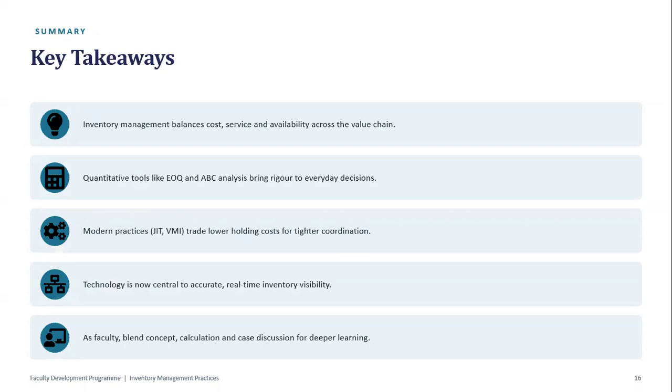Modern practices, including just in time and vendor managed inventory, reduce inventory while improving efficiency. Digital technologies such as ERP, RFID, and artificial intelligence are enhancing inventory management. As educators, we should combine the concepts, numerical examples, industrial case studies, and classroom activities to make this subject more practical and engaging.